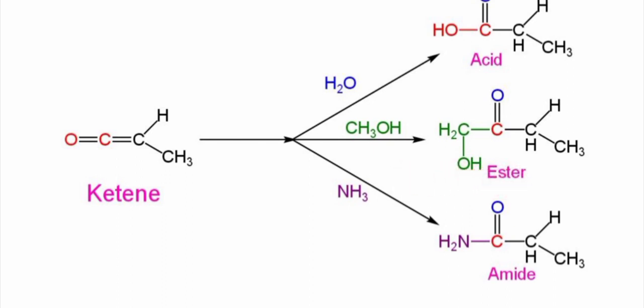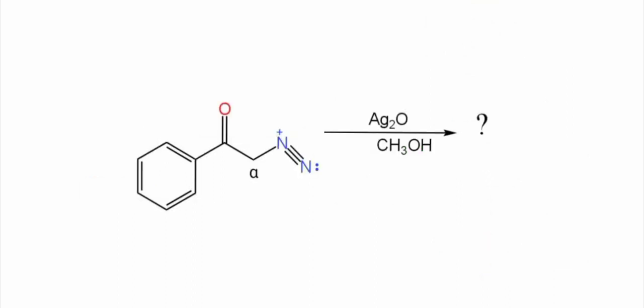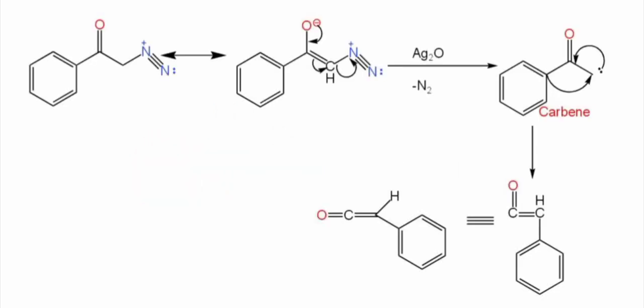Okay, so let us see our next example. In this example you can see I have taken silver oxide and the nucleophile is methanol. This is also an alpha diazoketone. Here is a vinyl group and a benzene ring. So let us see the mechanism.